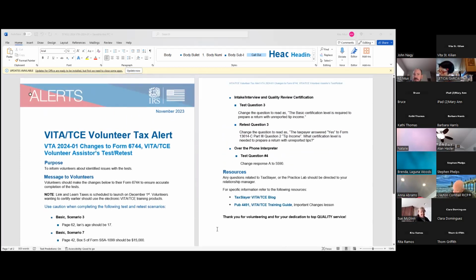And then for the certification, we know in order to get to that basic certification, you have to start with the volunteer standards of conduct. You get 80% or more, then you jump to the intake and interview. And at this point, I'm on the right-hand side of the page. It talks about the basic certification levels required to prepare a return with unreported tip income.